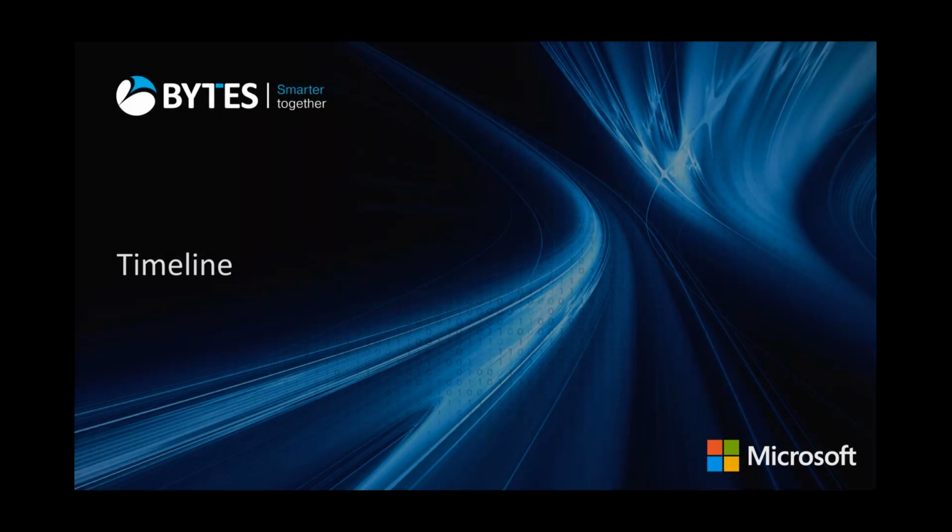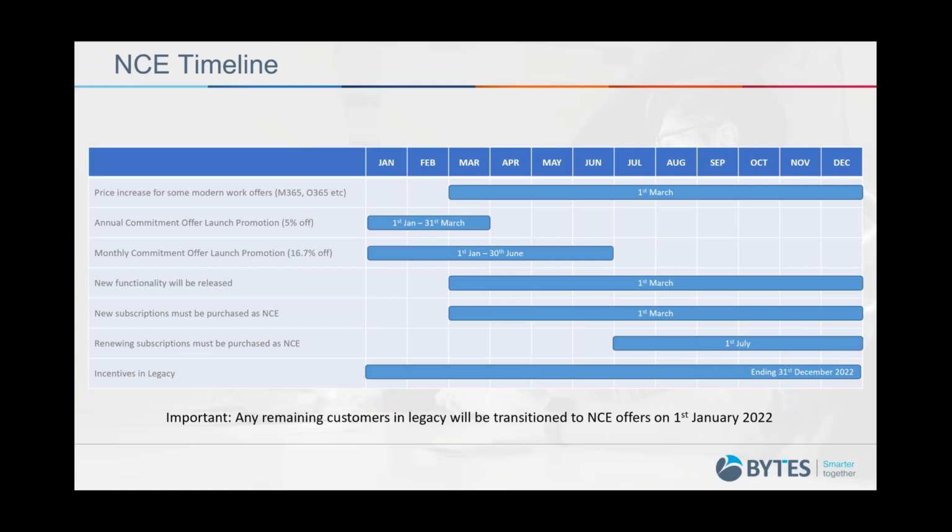So let's look at a timeline of the events that are happening. Not specific to NCE or new commerce, but as I said, on the 1st of March, there's a commercial price increase on those 6 SKUs. That's across all programs and not just CSP, so just bear that in mind.